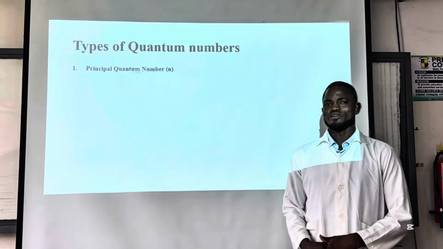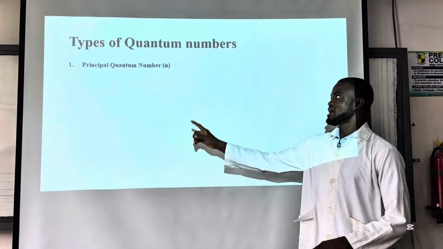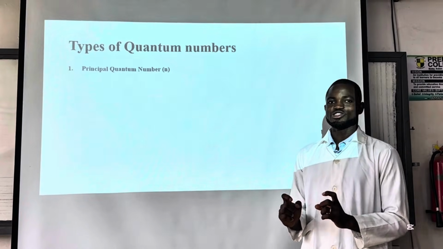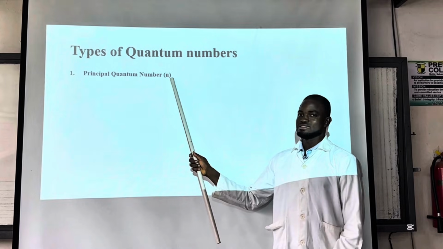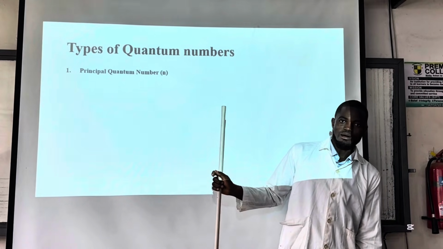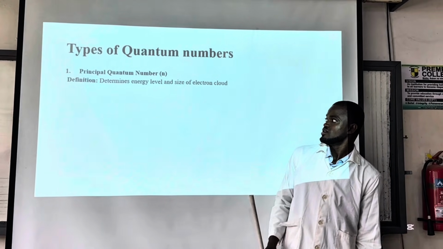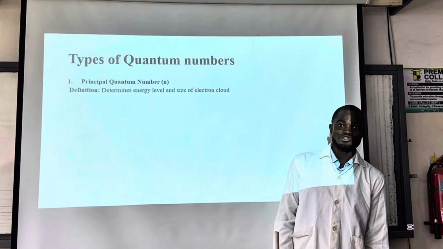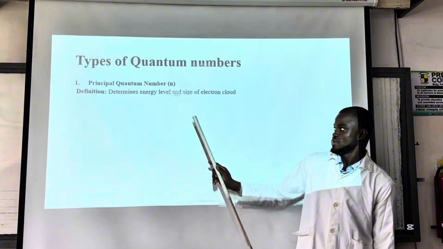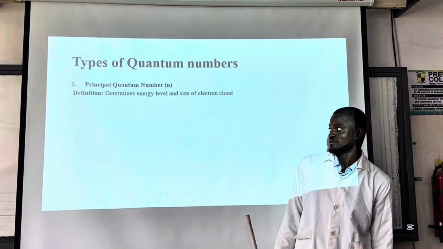There are 4 types of quantum numbers. One of them is called the principal quantum number, and the symbol of the principal quantum number is n. This quantum number was actually identified by Niels Bohr. When he said the electron occupies specific energy levels, he was able to identify the principal quantum number.